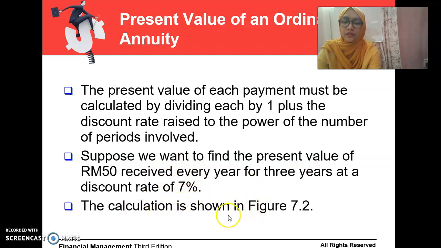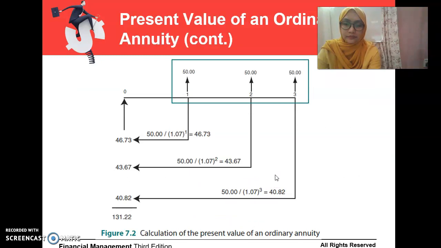So, the calculation you see here is the calculation of present value of ordinary annuity. For 50 ringgit, at the first year, you will get 46.73. Then at the second year, the present value is 43.76. Third year, the present value is 40.82. This is because of the concept of time value of money, where the amount that we receive today is higher than the future value.